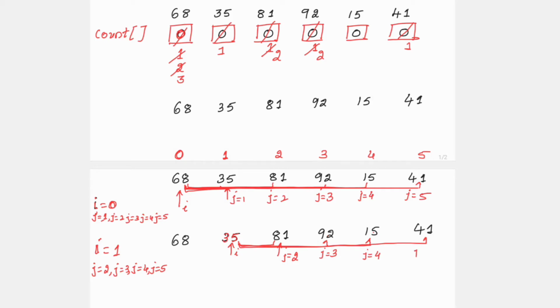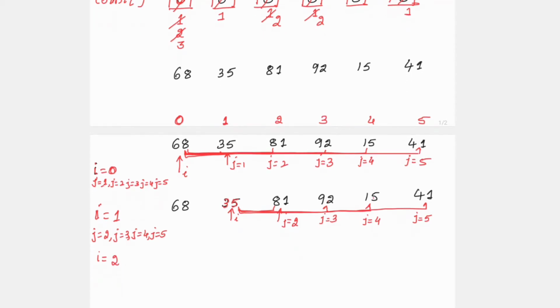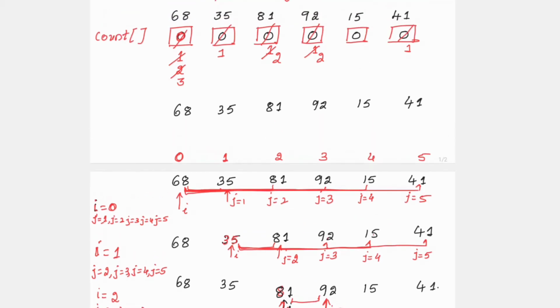Now the j for loop gets completed. In the outer for loop, the value for I will get incremented. Now I value becomes 2. This we will write as it is: 68, 34. Now I is pointing to 81 and j is pointing to 92. So j will start operating from 3. In this iteration, j equal to 3, j equal to 4 and j equal to 5. So we'll start comparing whether 81 is less than 92. No, 92 is greater than 81. So we'll increment the count for 92.